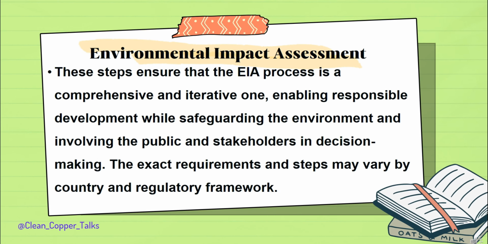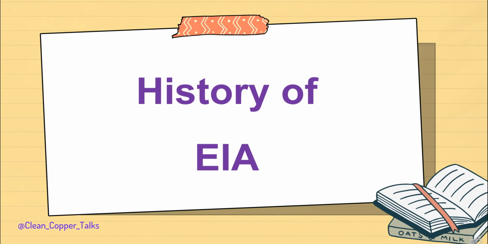So environmental impact assessment is a comprehensive and iterative process which enables development while safeguarding the environment and involving the public and stakeholders in decision making. The exact requirements and steps of EIA may vary from country to country and regulatory framework. So this is what EIA was. Now let's see the history of EIA.